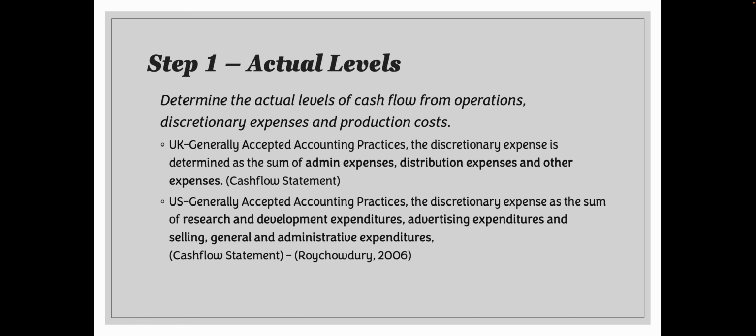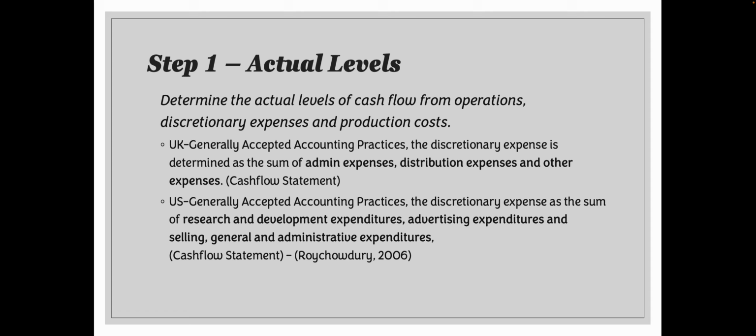Okay, first of all, what you have to do in step 1 is to determine the actual levels. So determine the actual level of cash flow from operations, the discretionary expenses, and the production cost. If you are a student in a country where you practice UK generally accepted accounting practices, the discretionary expenses are determined as the sum of admin expenses, distribution expenses, and other expenses. You can get it from the cash flow statement.